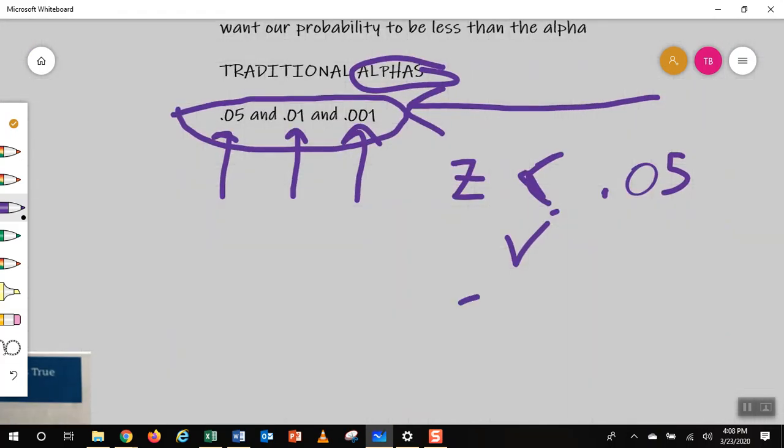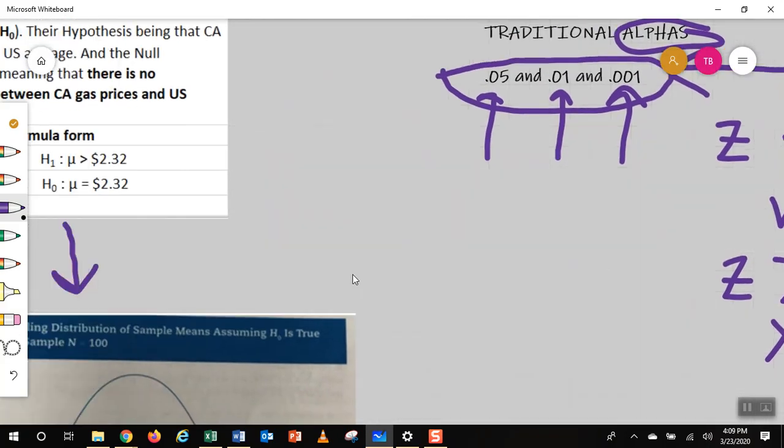However, if your z-score that you get is greater than 0.05, that's not okay. So it'll be an X. And I'll go into more detail what that looks like. But basically, these alphas just give you a reference point for whatever score you get at the end to compare to. But we'll take a look at what that looks like in an example.